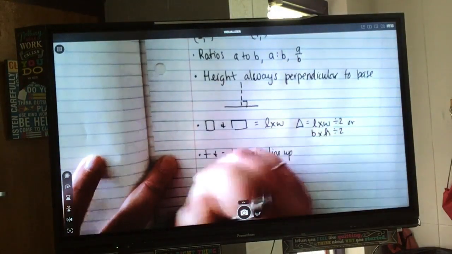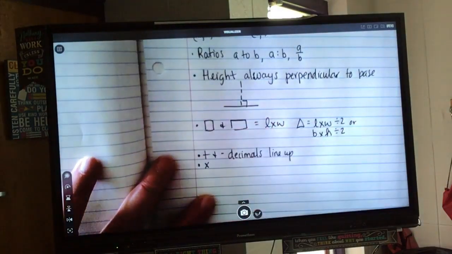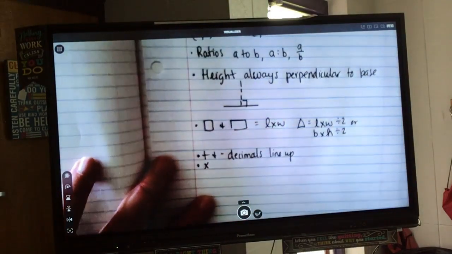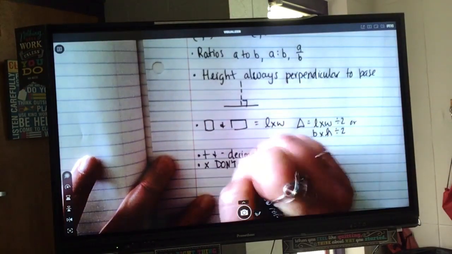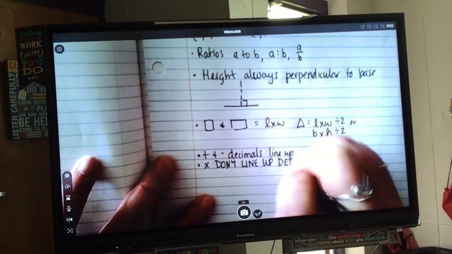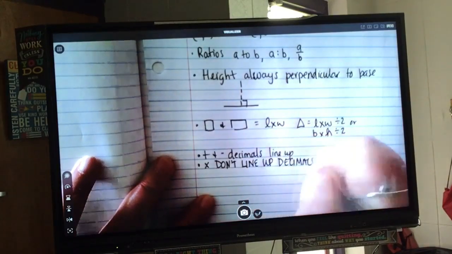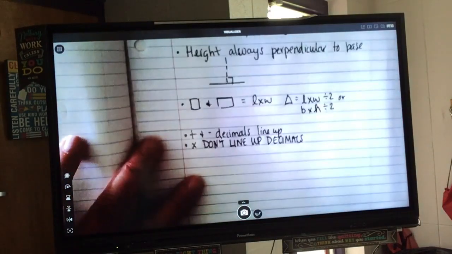All right, so speaking of decimals, what do we know about multiplying decimals? What do we not do? Christiana? Okay, what else? Christiana?